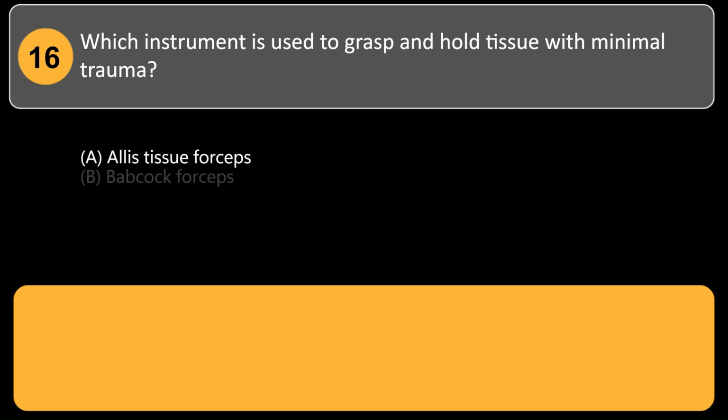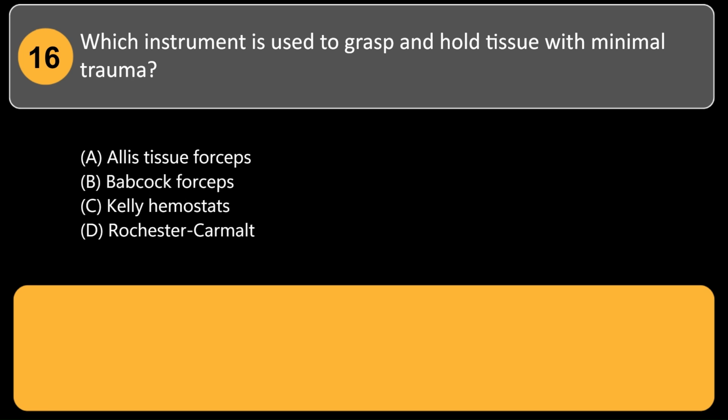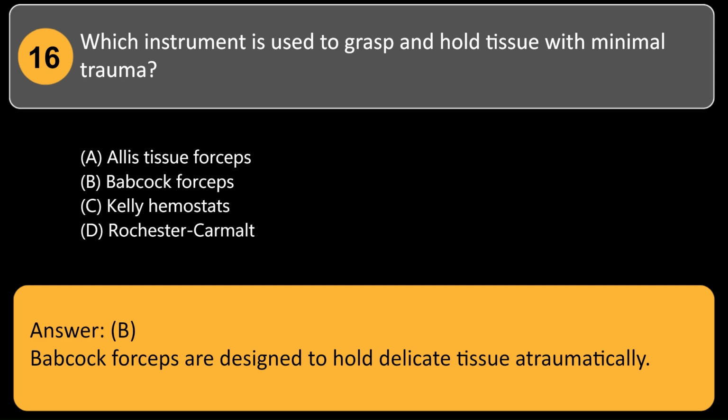Which instrument is used to grasp and hold tissue with minimal trauma? A. Allis tissue forceps. B. Babcock forceps. C. Kelly hemostats. D. Rochester-Carmalt. Answer, B. Babcock forceps are designed to hold delicate tissue atraumatically.